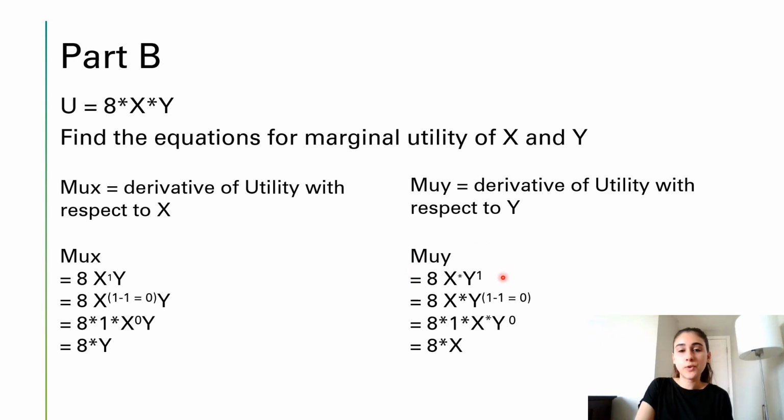We do the same thing to find the marginal utility of Y. We start with the original equation and take the derivative with respect to Y. Y has an exponent of 1, which is multiplied by 8, and then subtracted by 1 according to the exponent rule. Therefore, the marginal utility of Y is 8X.